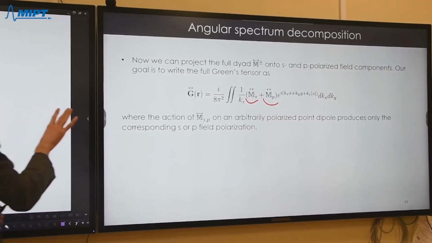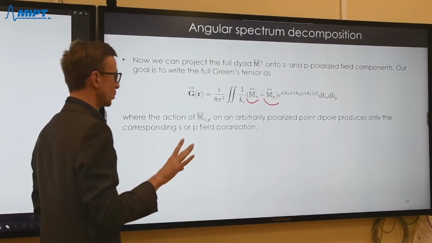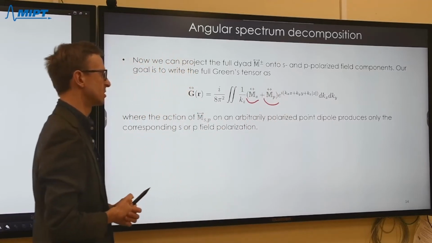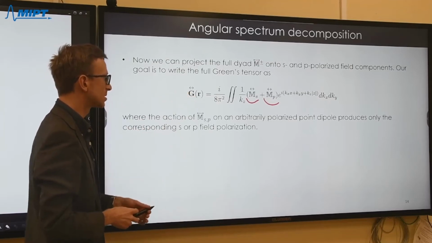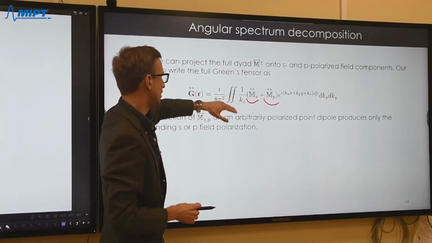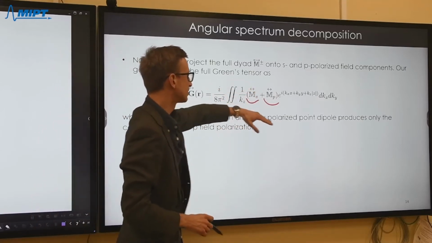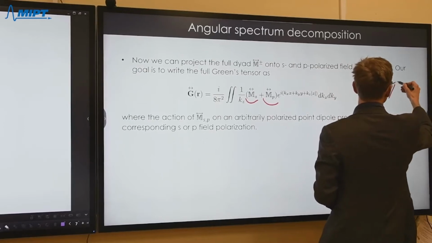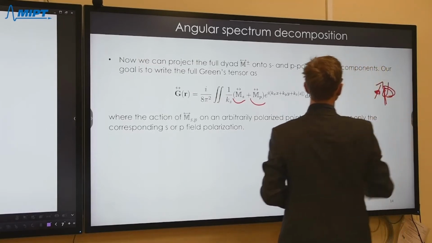This is just the angular expansion of the fields in free space, where we clearly, explicitly separated S and P polarized parts and managed to write the total vectorial fields as an integral representation of certain dyads acting on our arbitrarily polarized dipole located at the origin.